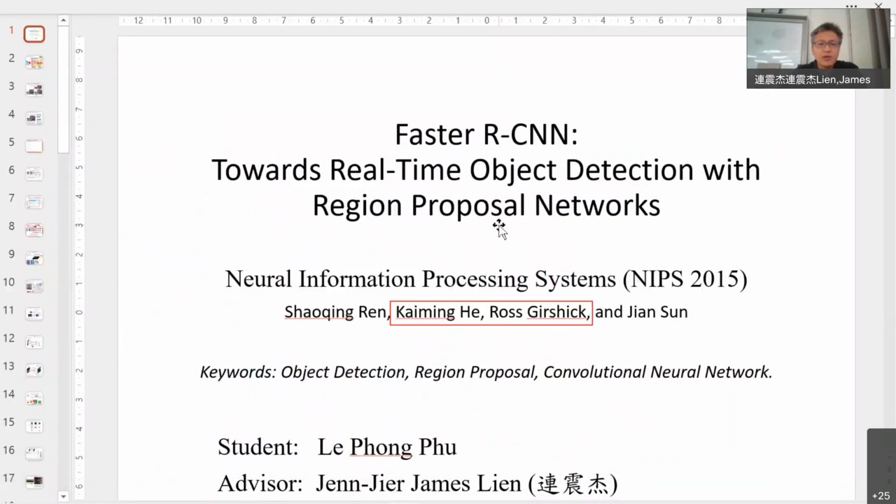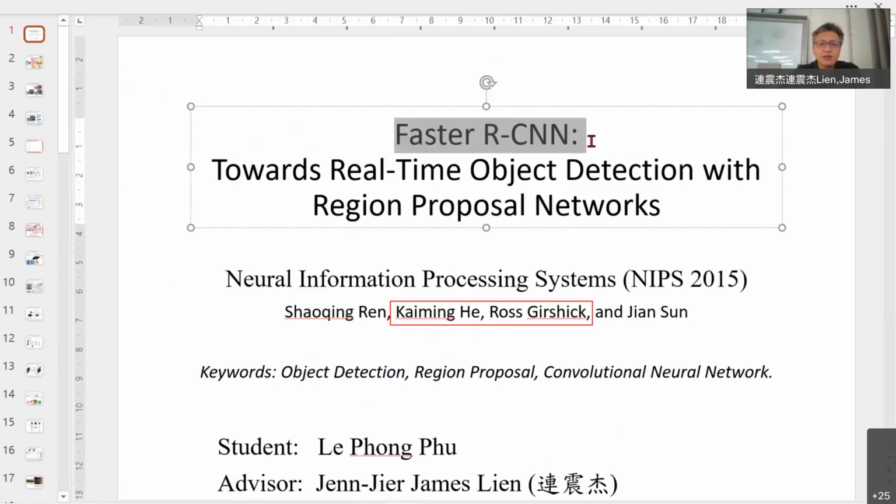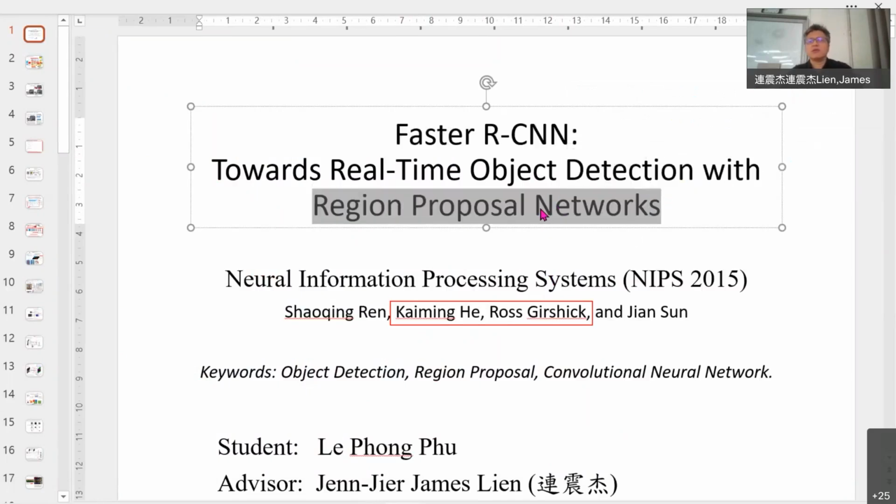So today we will talk about the Faster RCNN, and the important one is the region proposal network. For the Faster RCNN, the important one is the region proposal network. What's a proposal? The proposal region, so it's a bounding box. Okay, and those people are from Microsoft.